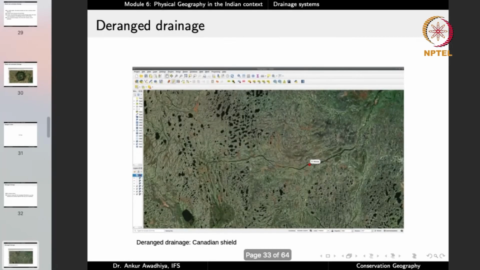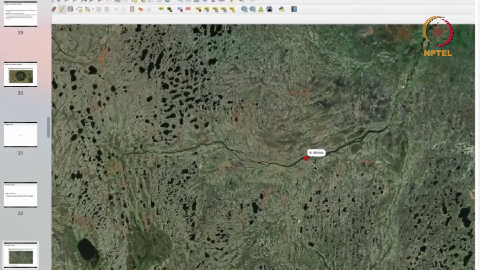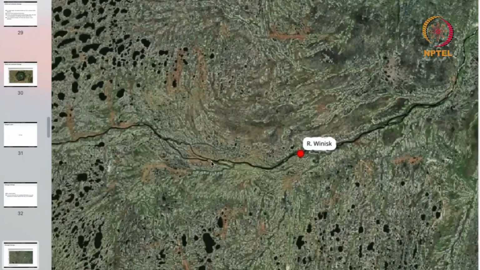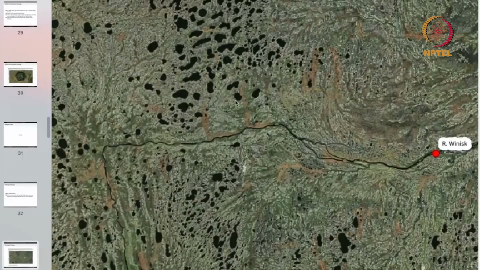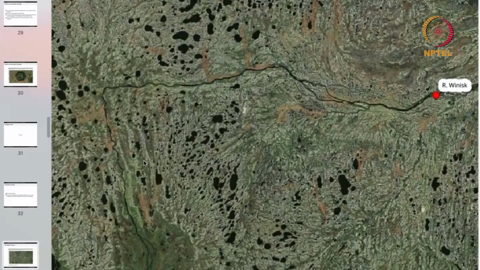One good example is the Canadian Shield. Here you can observe that you have this river. This is river Winisk, and this river is moving like this, but all around this area you have all of these lakes. Now this river has been moving in this direction, and then suddenly it turns.